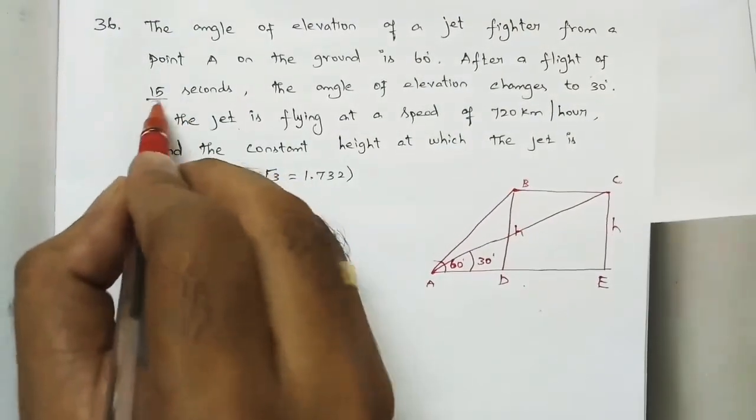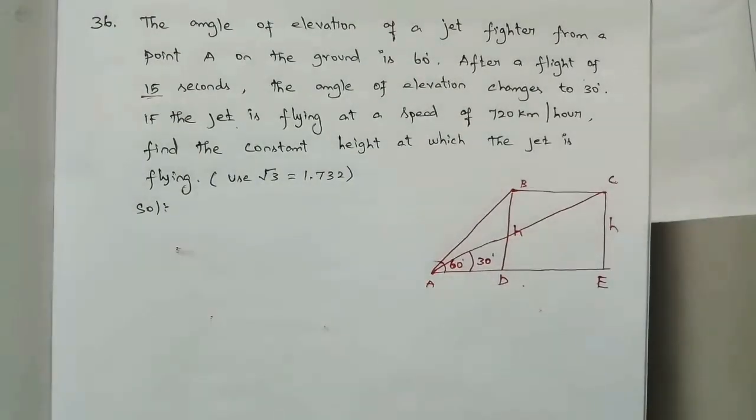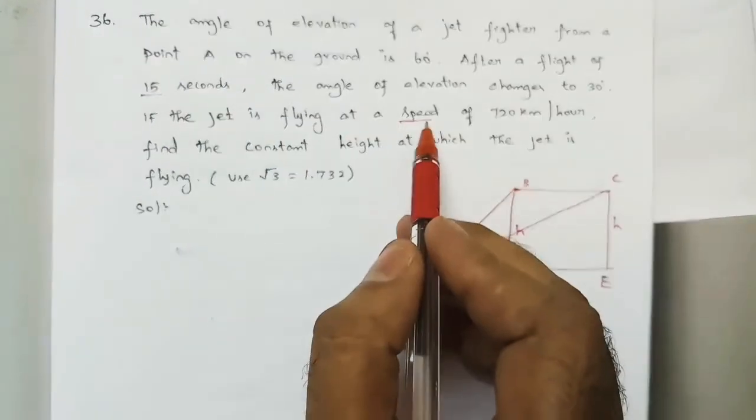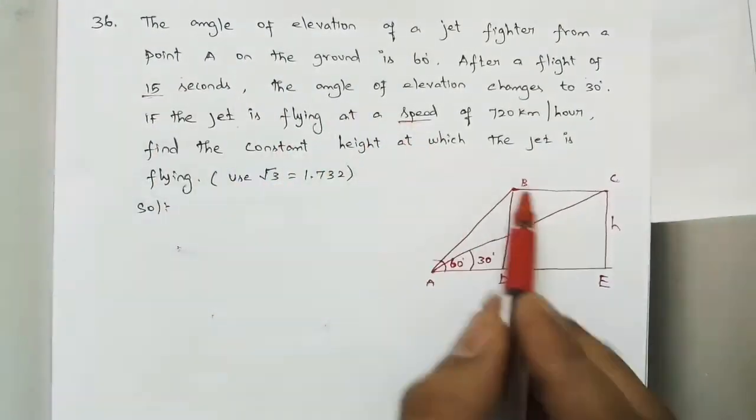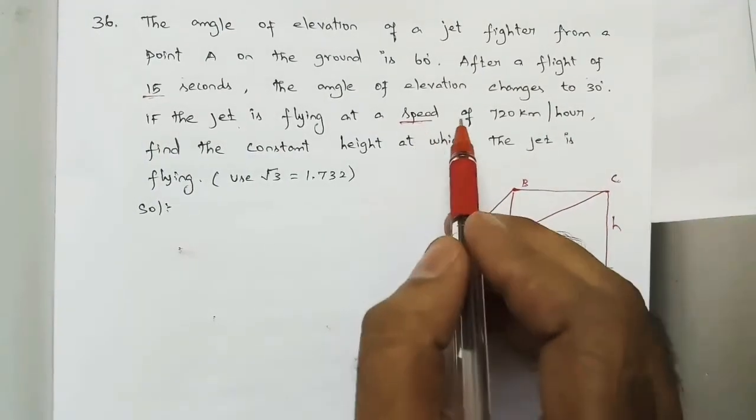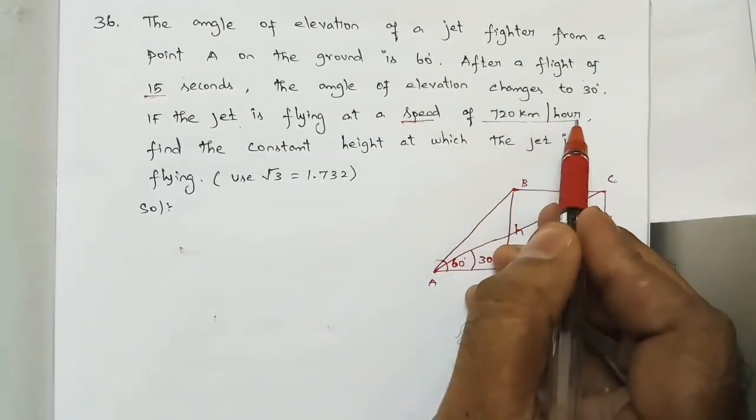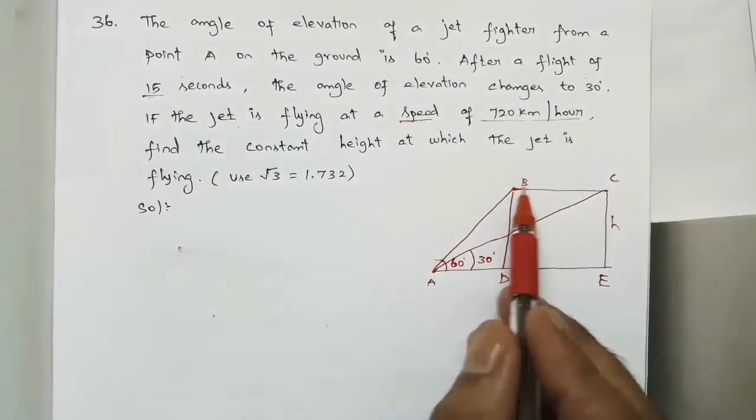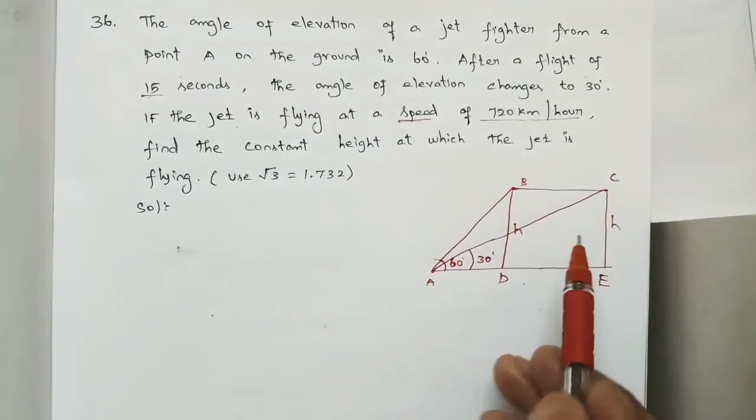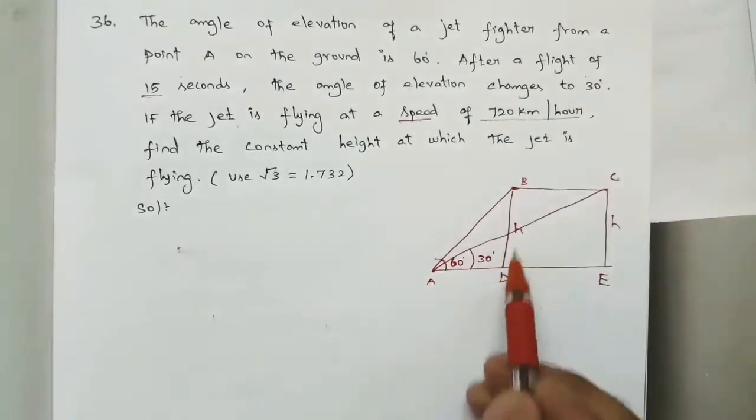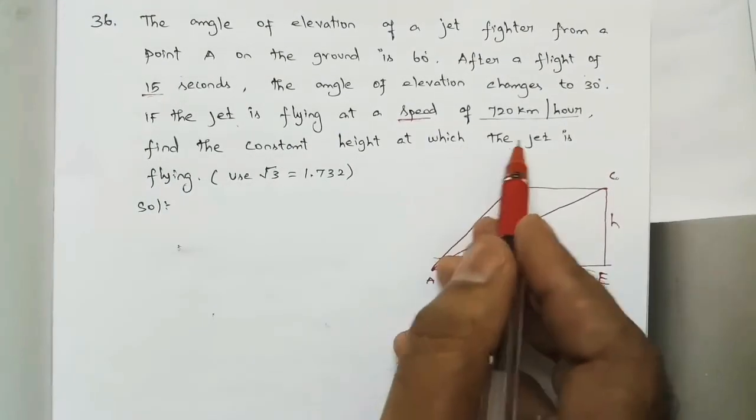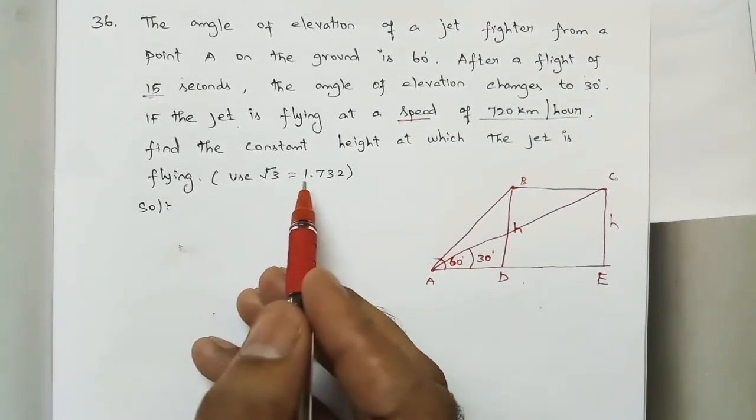What things are given here? The time is given: 15 seconds. The speed is given: 720 kilometer per hour. With the help of speed and time, we can find the distance, and with the help of distance, we can find the height. That is what we want to find: the constant height at which the jet is flying. Use root 3 is equal to 1.73.